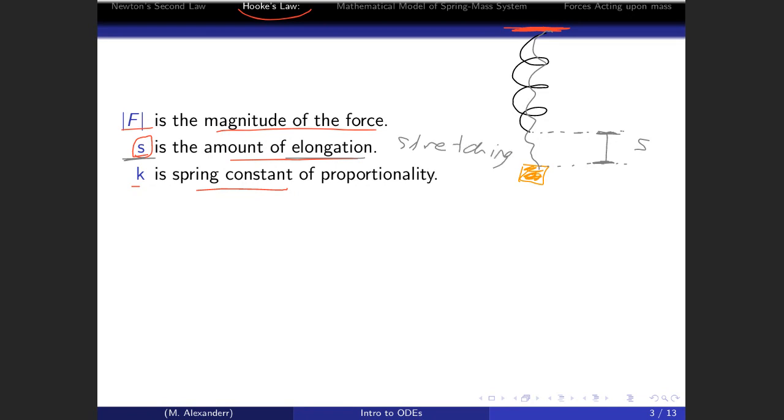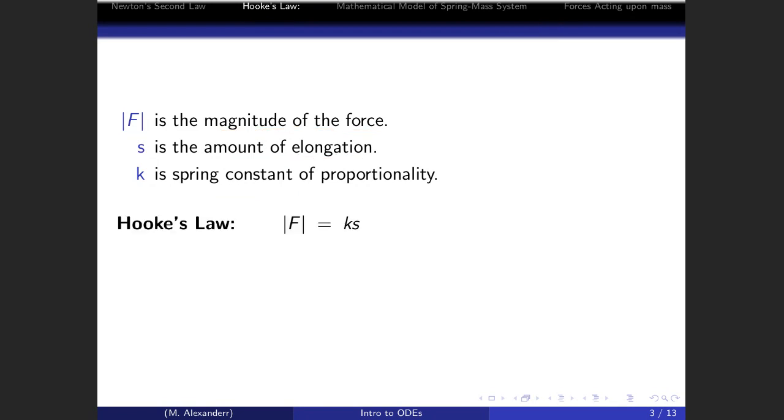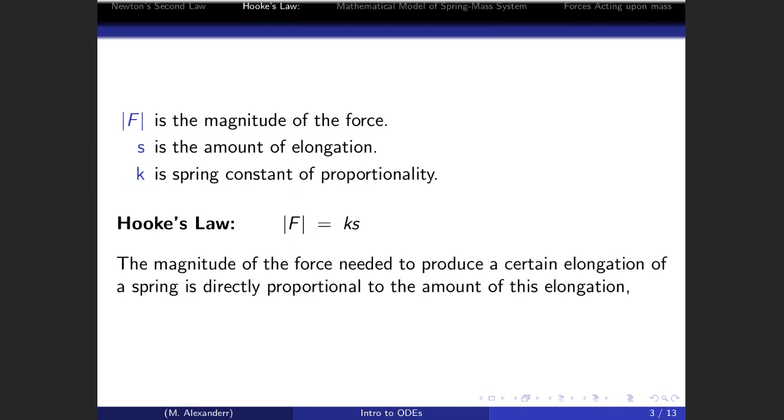All right, so now Hooke's law says the following. Hooke's law says that the force is proportional to the amount of stretching, but here we have to be a little bit careful on two things. But before I do that, let me just give you the words here. The magnitude of the force needed to produce a certain elongation or stretching of the spring is directly proportional to the amount of the elongation. So that's in words, and I do have an example here to make sense of this.